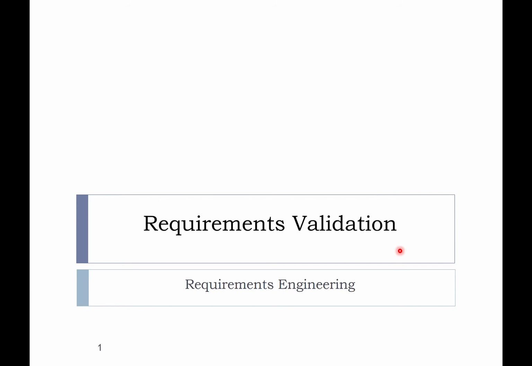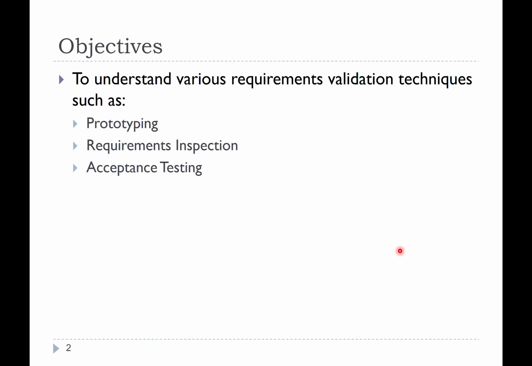Within the requirements validation phase, we're going to look at three different types of validation techniques. The first of which is called prototyping. You've been doing a little bit of this in the last lab with Azure. We're also going to look at requirements inspection, as well as acceptance testing. We're going to cover requirements inspection in this course, but also again in your SE 412 two years from now.